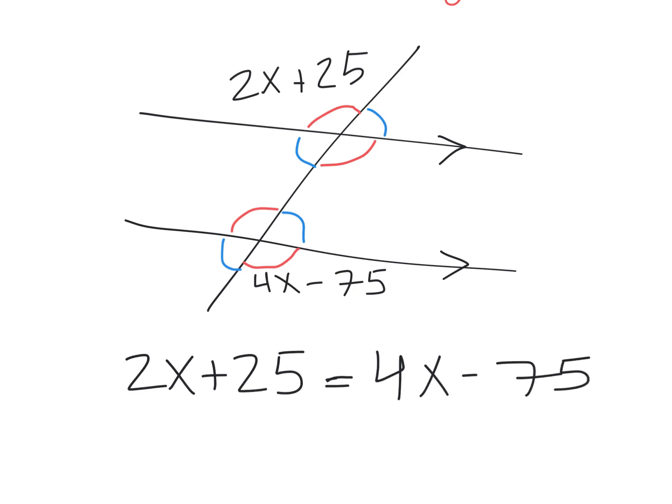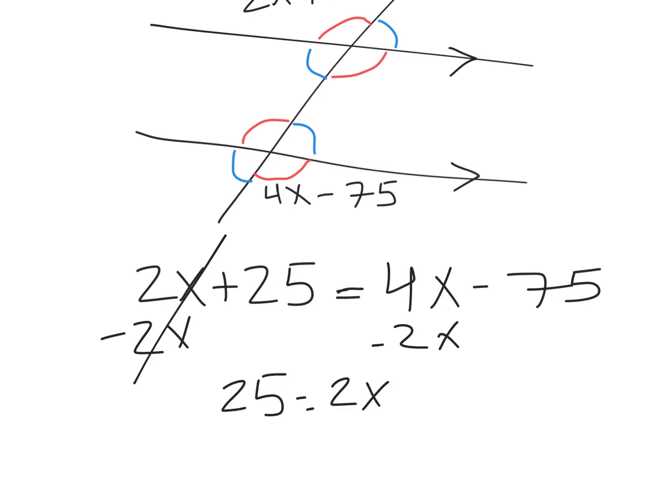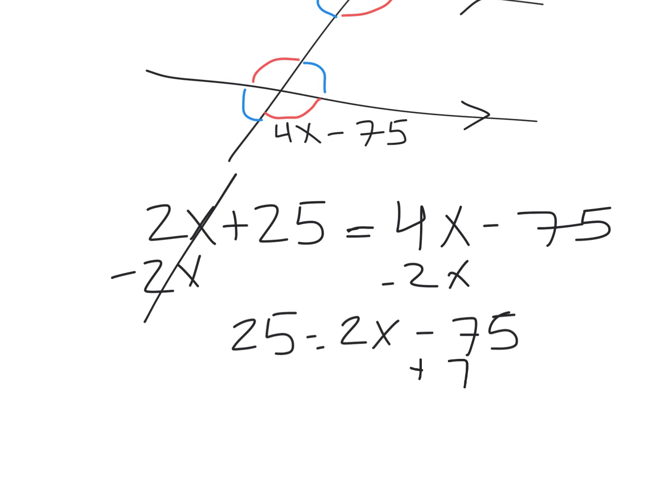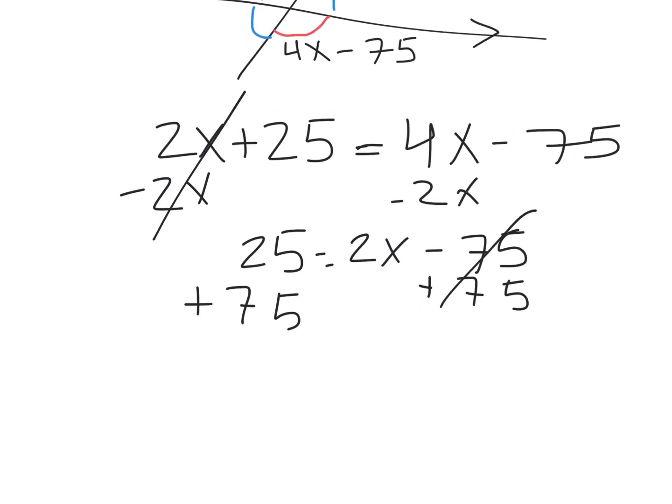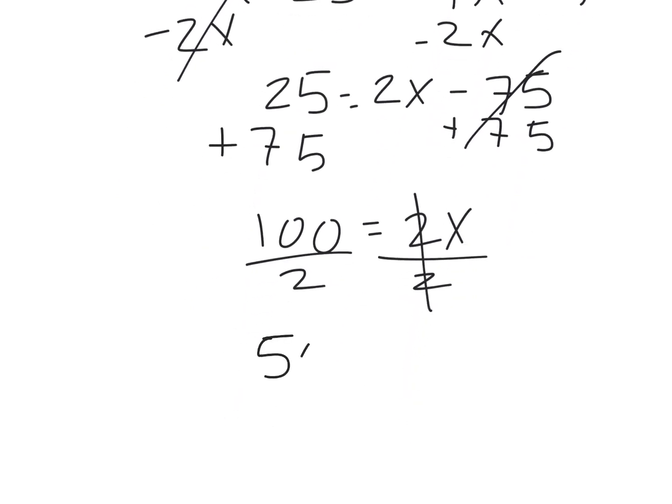Now we're just solving for x. So I can subtract 2x from each side to get my variables on the same side. That cancels out on the left, and I'm left with 25 is equal to 4x minus 2x, which is just 2x minus 75. Now I want to get x by itself, so I'm going to add 75 to both sides. 25 plus 75 is 100, and that's equal to 2x. Now I'll divide by 2 on each side to get x by itself, and 100 divided by 2 is 50, so x is equal to 50.